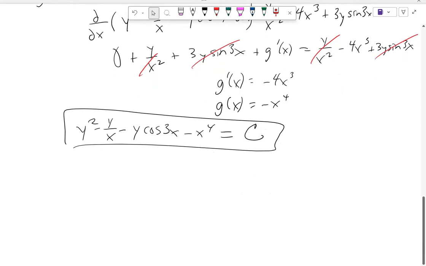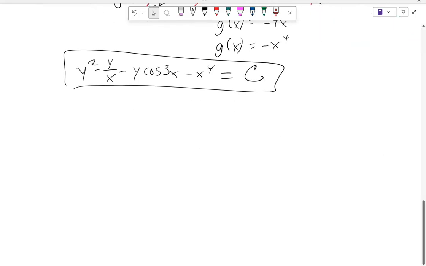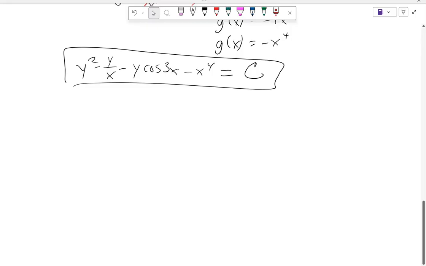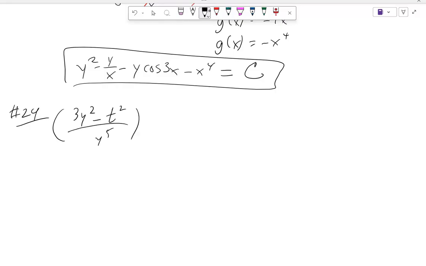All right, let's see if we can do one that has an initial condition. And then we'll talk about what one plan of attack would be if it's not exact. Okay? So let's look at number 24. I still had the laser pointer thing on there. 24: (3y squared minus t squared) over y to the fifth, dy/dt, plus t over 2y to the fourth equals 0.